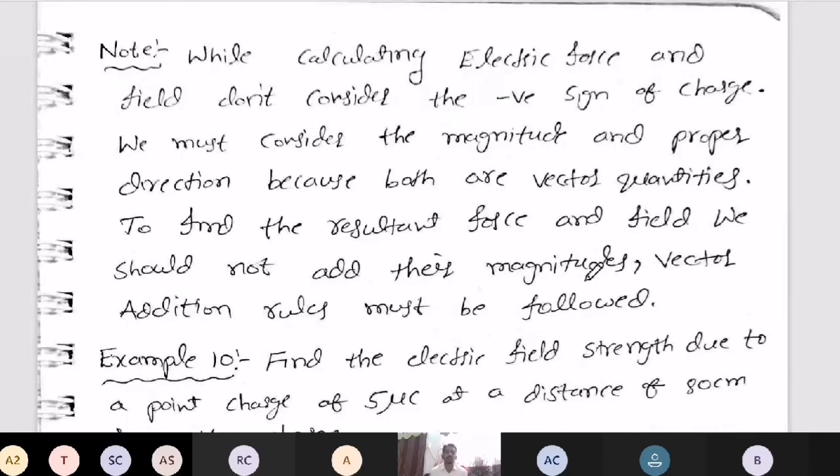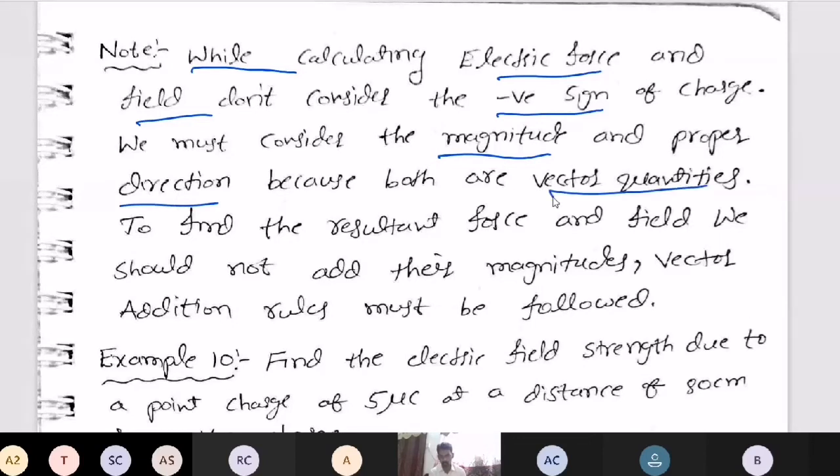Things which are apart from textbook, they will not give like this. See, while calculating electric force and field, don't consider negative sign. We must consider the magnitude and proper direction. Because field and force both are what? Vector quantities. There is nothing to do with sign. Only thing we have to take care is direction. Because both are vector quantities.